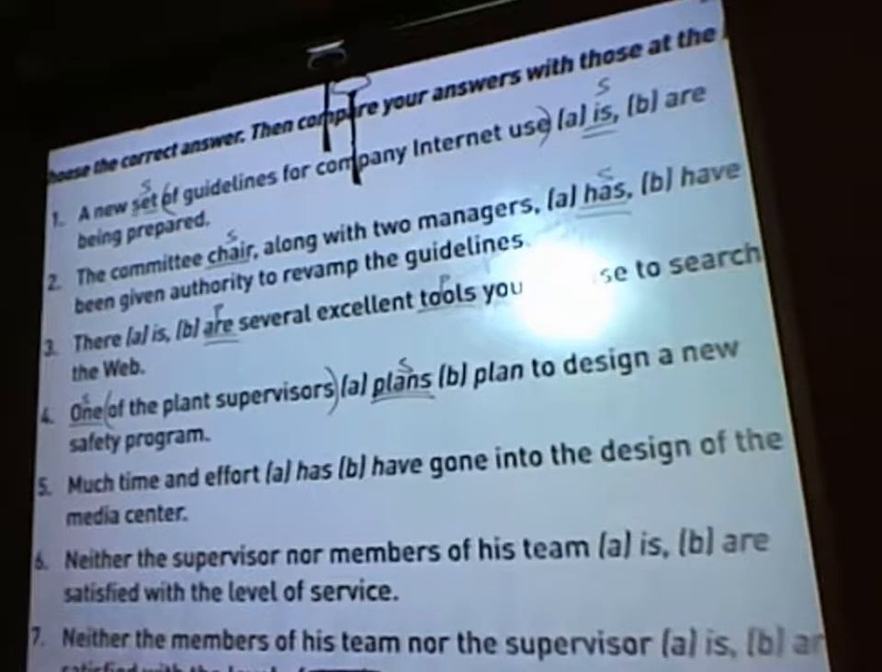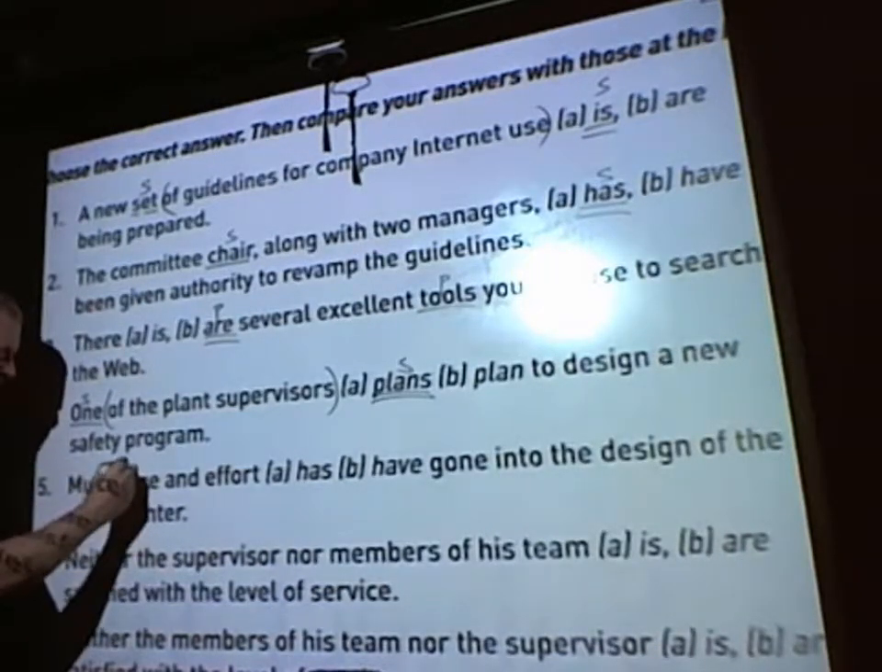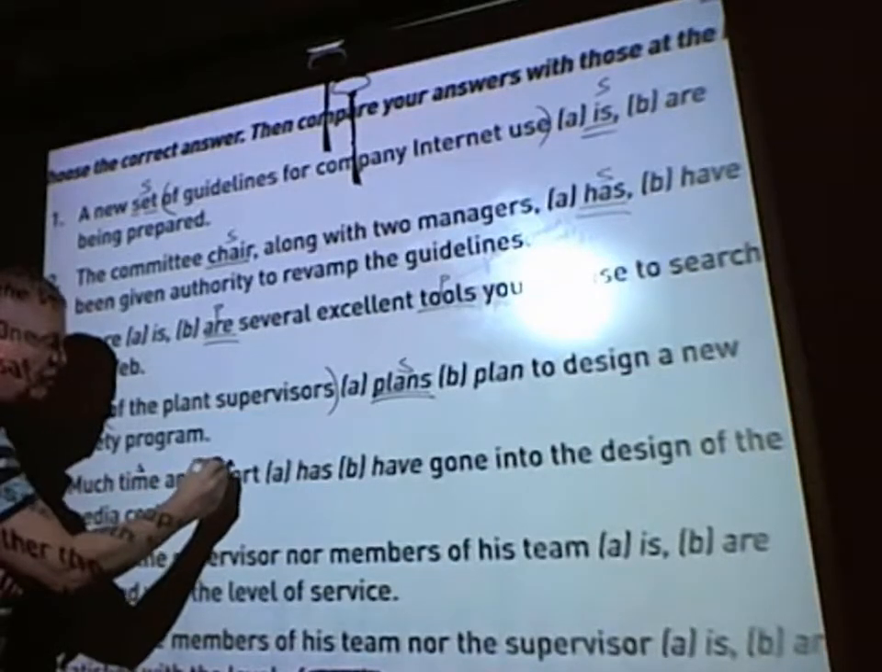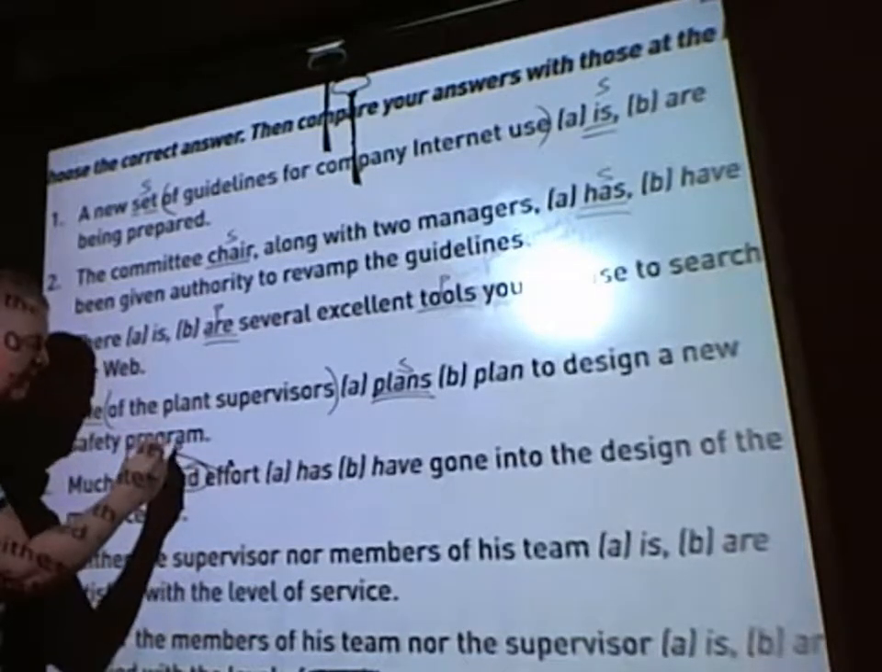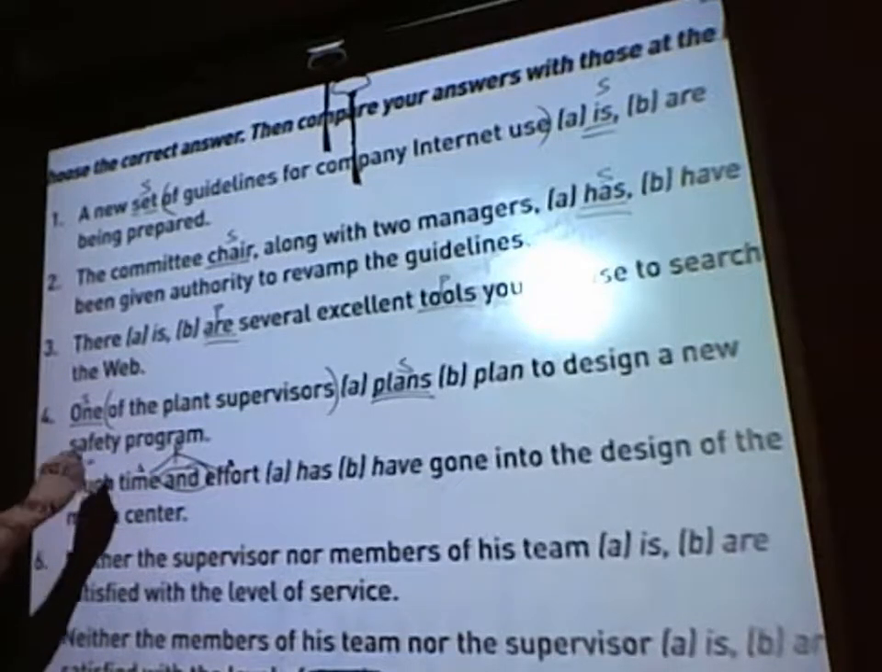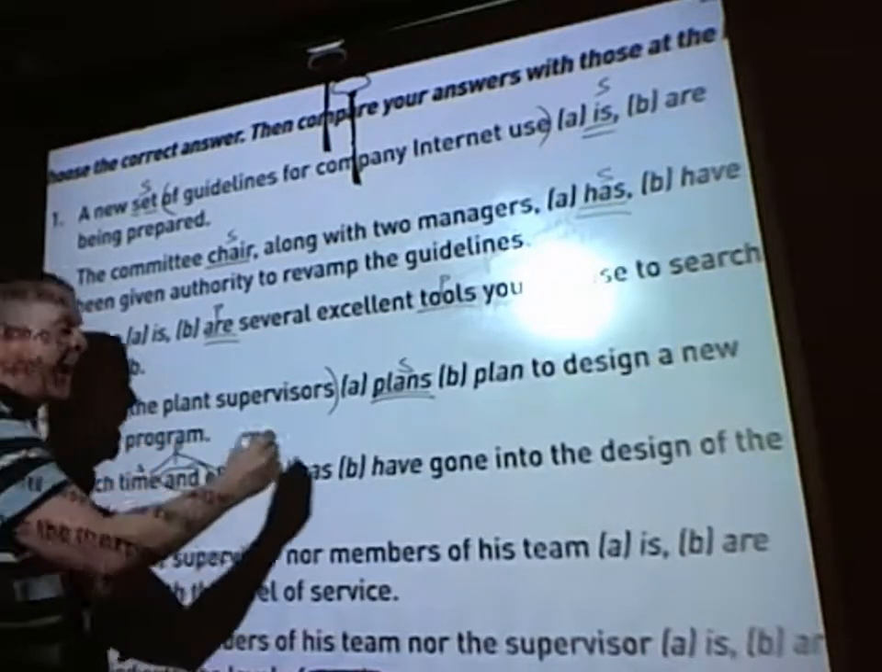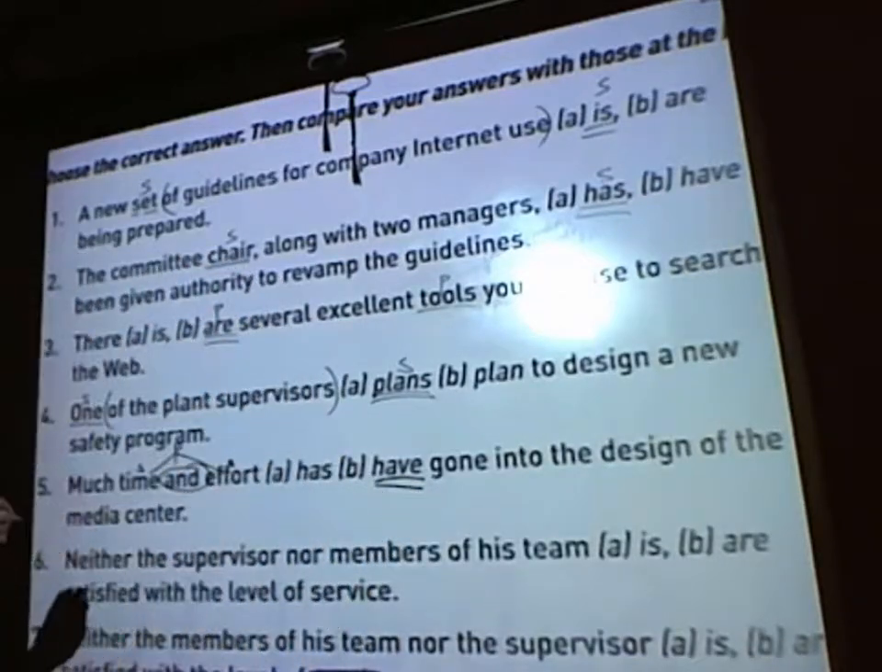Number 5, much time and effort has or have gone into the design of the media center. Okay, whenever you have 2 subjects joined by the word and, and they're completely different entities, they're not functioning as one unit, then in this particular case we have time, which is singular, and effort, which is singular, and then the word and, which is a joiner. It joins those 2 singular subjects, which turns them into plurality. We need a plural verb. So much time and effort have gone into the design of the media center.